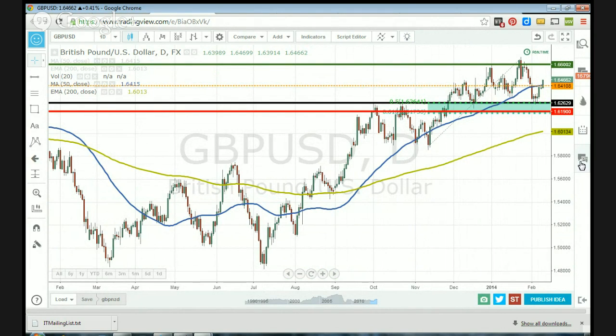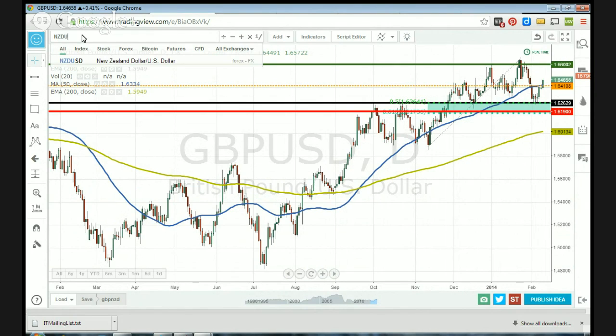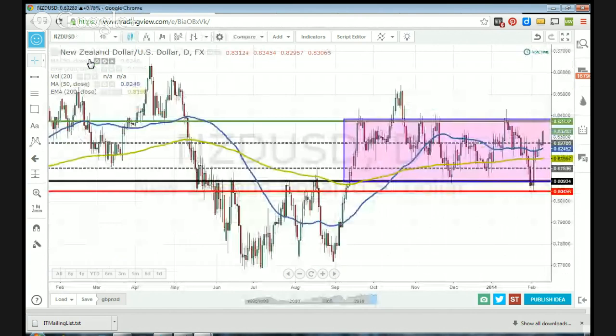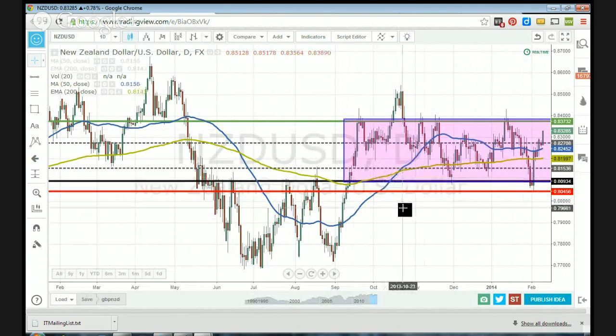Okay, so that's pound dollar, and the other pair I have on at the moment is Kiwi dollar, New Zealand dollar. Now I'm long. I am getting close to the resistance level that I target profit here, about 45 pips away. This green line here. So just hold on to it now. My stop is already at break even, and that's about it.